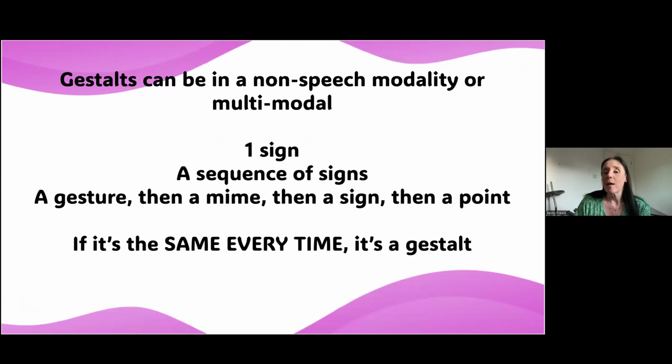It's also important to know that Gestalts can be spoken or they can be non-speech. So they could be a sign or a gesture or a point or a mime, or they can be a mixture. Okay, they can be multimodal. So they can be a bit of speaking, a bit of sign, a bit of a point, a bit of a gesture. Your key is if it's the same every time, it is a Gestalt. So don't think that if it's a sign or a couple of signs and a point in a particular order, oh, it can't be a Gestalt because it's not spoken. These can happen in any way at all.